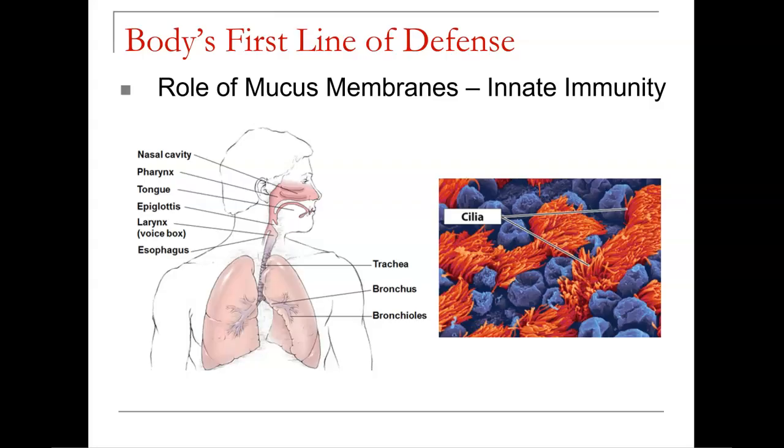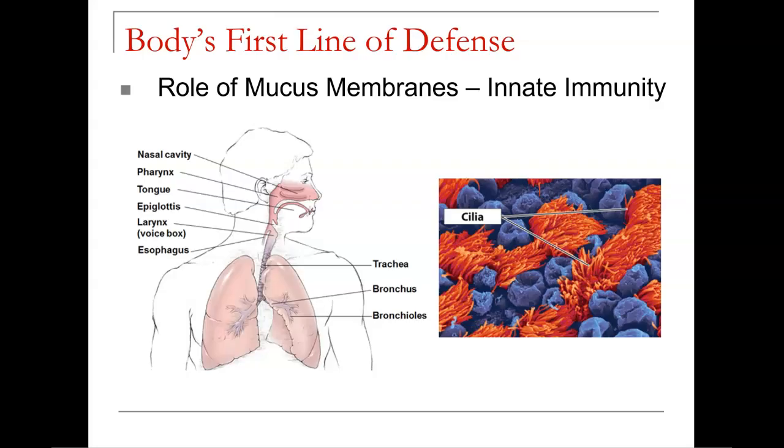Now, there's going to be several functions to this. It's responsible for trapping dust and microorganisms, and that's a great one that we find within the respiratory tract, so you'll see that within the lungs, the trachea, the bronchi, and even the nasal passages. It helps to moisten and lubricate the mouth and esophagus, so that helps with the digestion. It's going to provide protective layers to prevent infection and damage to the epithelial cells. We're going to find that within the stomach.